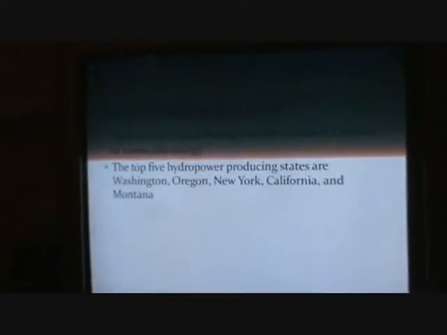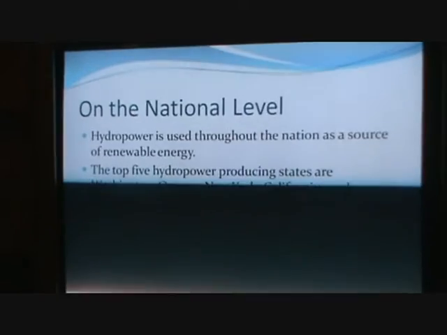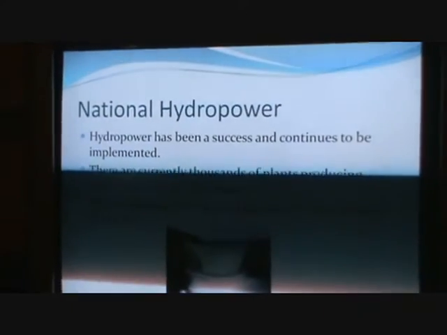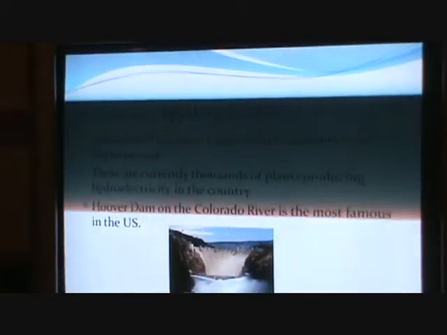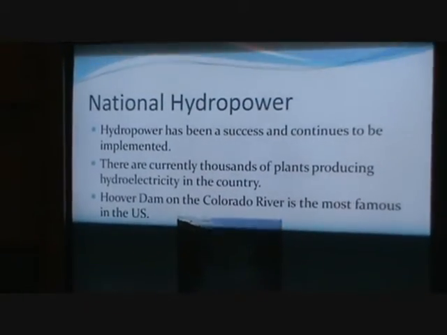On the national level, hydropower is used throughout the nation as a source of renewable energy. The top 5 hydropower producing states are Washington, Oregon, New York, California, and Montana. National hydropower. Hydropower has been a success and continues to be implemented. There are currently thousands of plants producing hydroelectricity in the country.